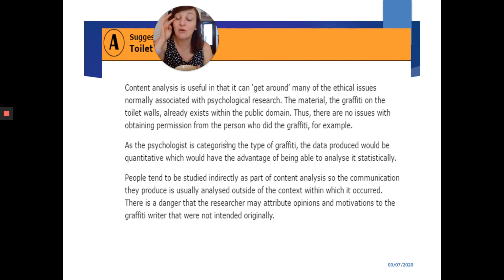People tend to be studied indirectly as part of a content analysis, so the communication they produce is usually analysed outside the context within which it occurred. There's a danger that the researcher may attribute their own opinions, their own bias and motivations to what the graffiti artist wanted to get across. And I think that's, in English, you get marks for that, if you say, I think this means this. But when they're talking about something scientific in psychology, it's not great that you can assume what somebody's motivations were.